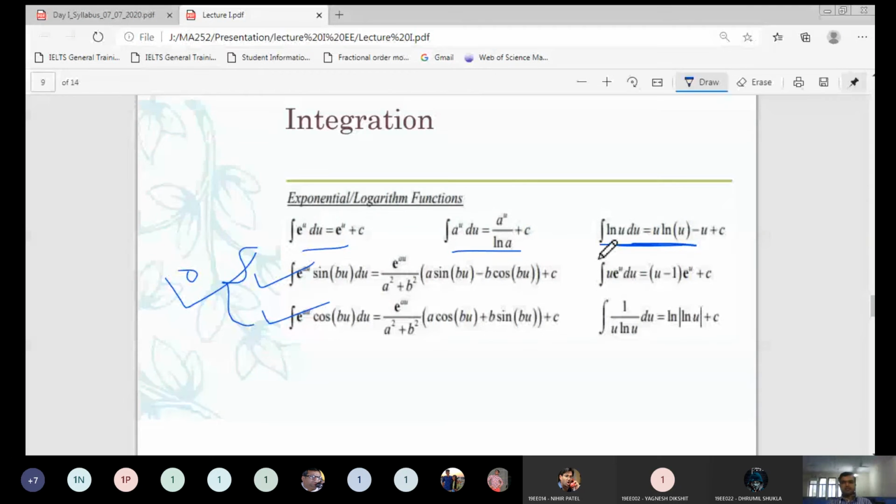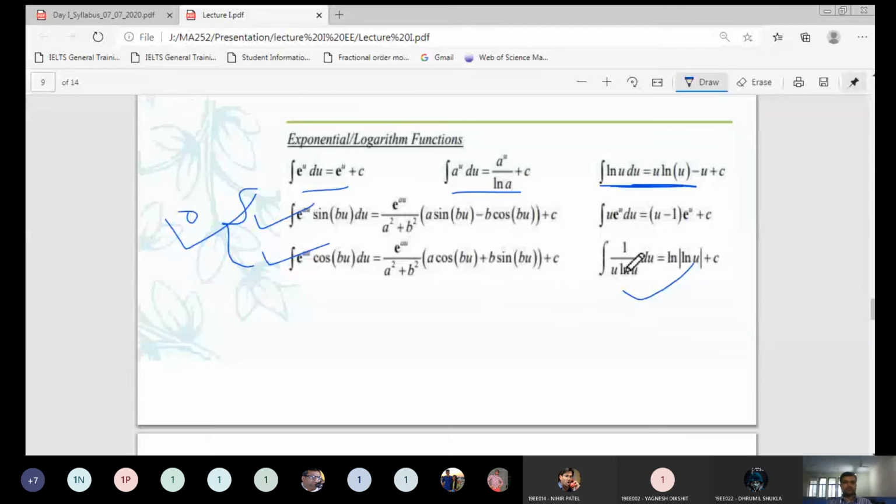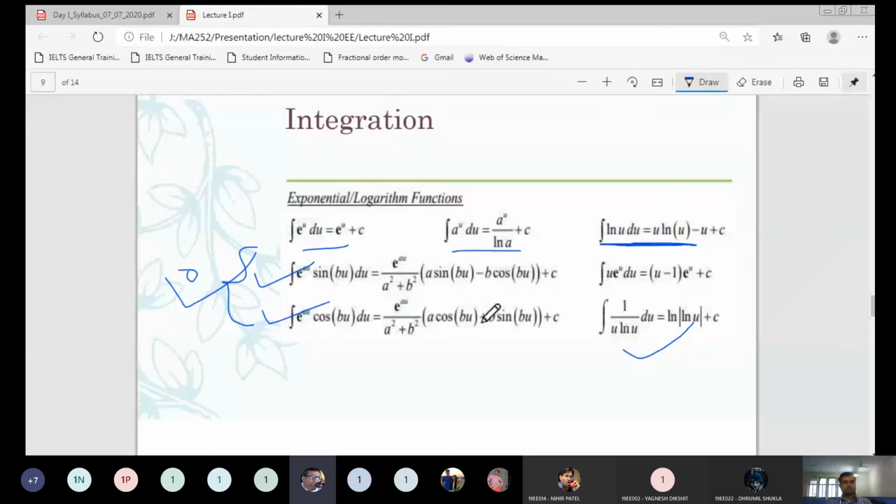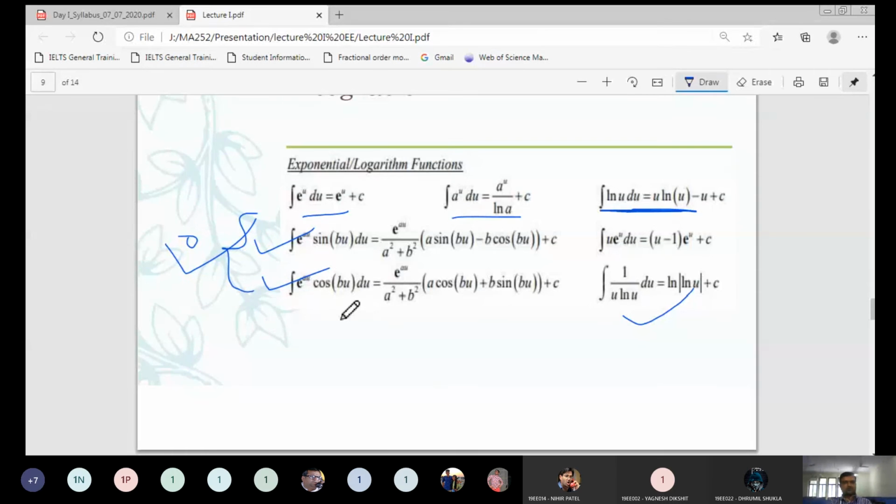Integration of u e raised to u du means u minus 1 e raised to u plus c, and integration of 1 upon u ln u du is equal to ln of ln u plus c, because the derivative is that. Any doubt? No, sir. Please keep in your mind these two formulas because they are very useful to us.